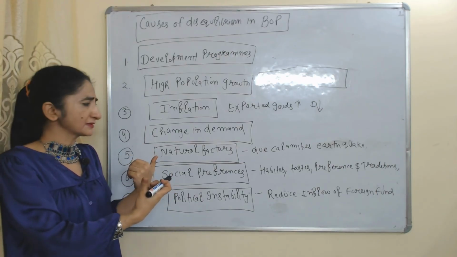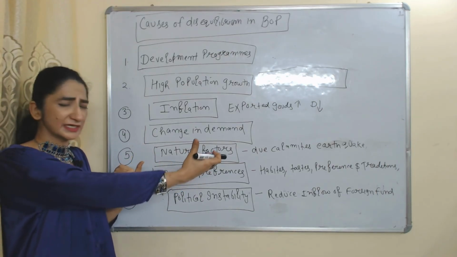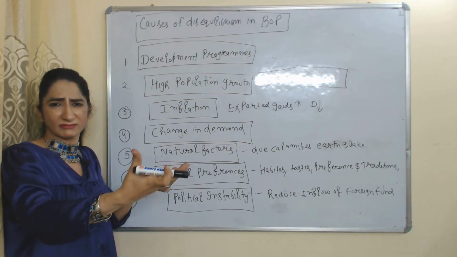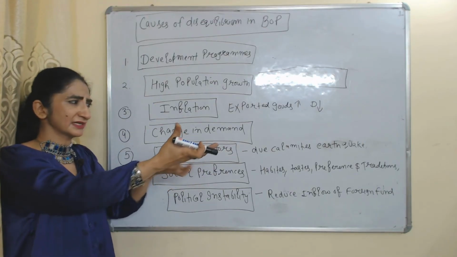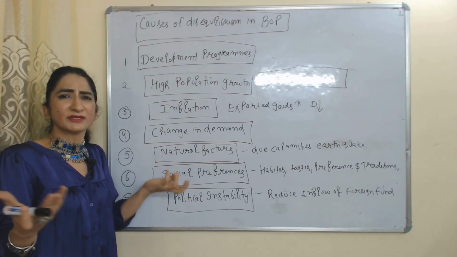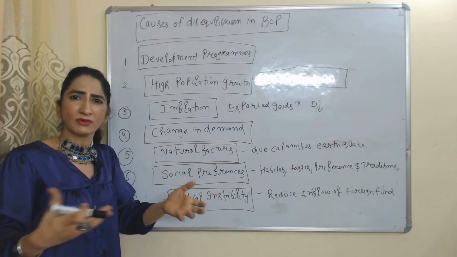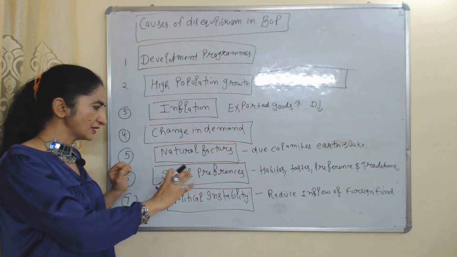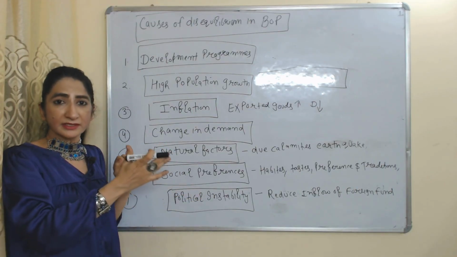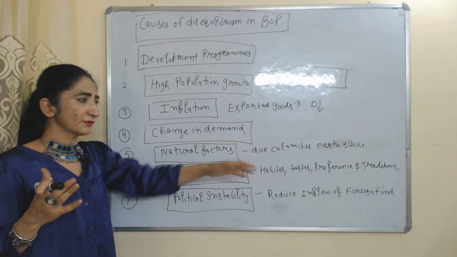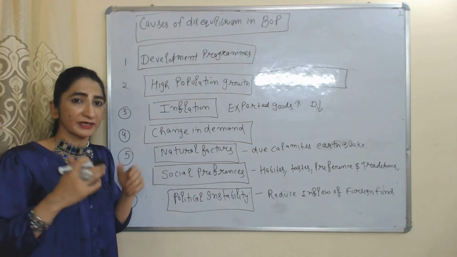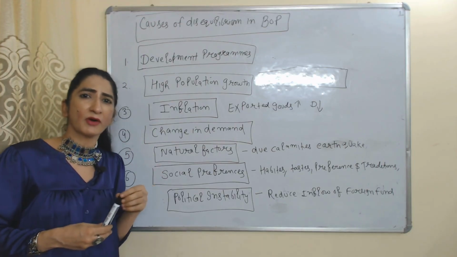Social preferences. Sometimes social preferences like habits, tastes, preferences and traditions can change demand abroad. It means people are not buying our product because their habits, tastes, preferences and traditions have changed. It means our exports are less but imports are more. Eventually our balance of payment goes into disequilibrium. Political instability. Political instability sometimes reduces the flow of foreign funds because nobody likes to invest in a country which is politically unstable. So this is all about balance of payment.